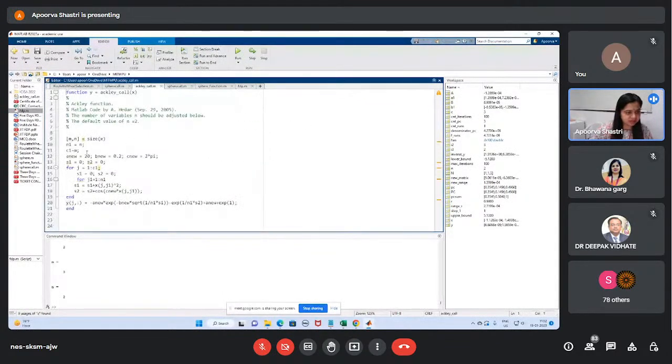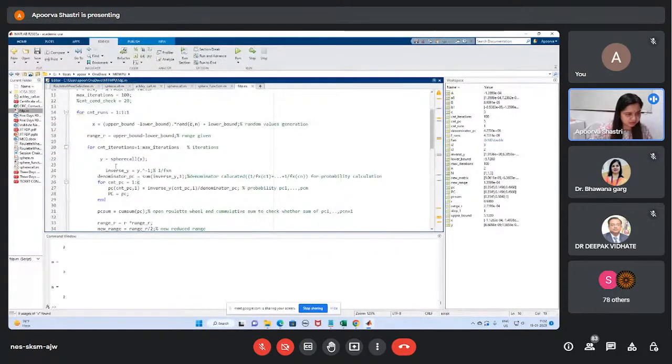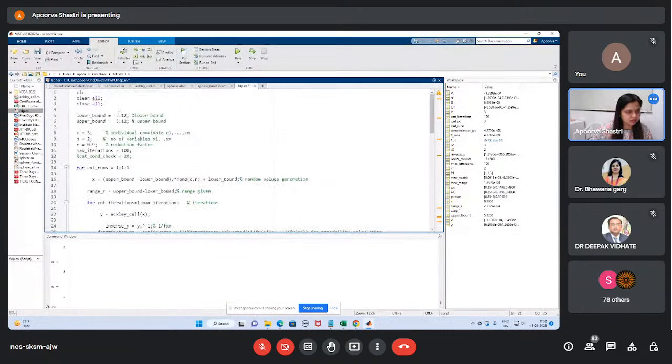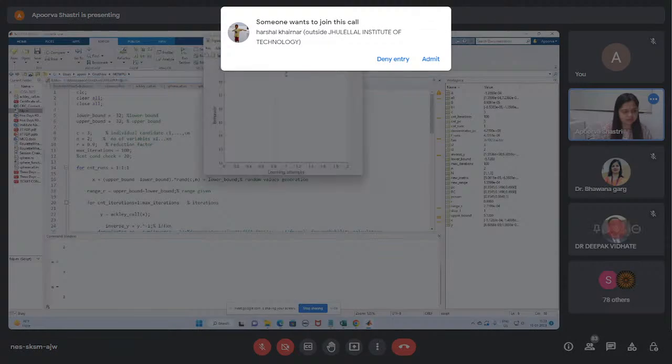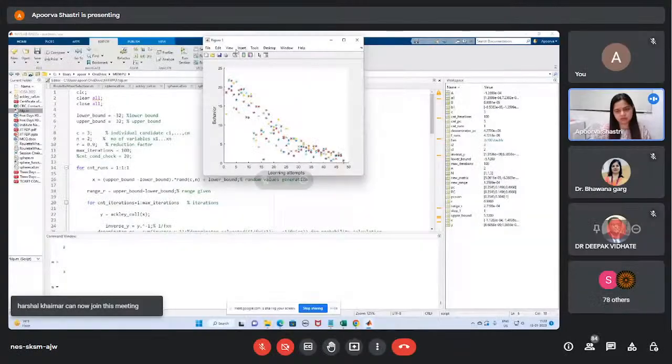Now we want to see it for the Ackley function. When I was copy pasting the program for your Windows screen, mistakenly one variable got deleted, and because of that the error was coming. So I click all, and the bounds are minus 32 and 32. Save the program and now run the program.